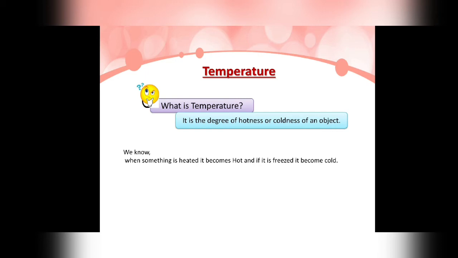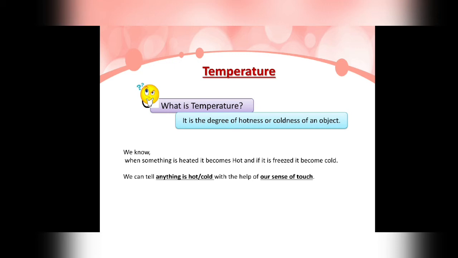When you heat something, it starts becoming hot, and when you freeze something, it starts becoming cool and cool and cool, right? So the things when we freeze become cold. Now we can tell whether anything is hot or cold with the help of our sense of touch, right? When you touch something, you can say, oh, it is hot, or it is cold.